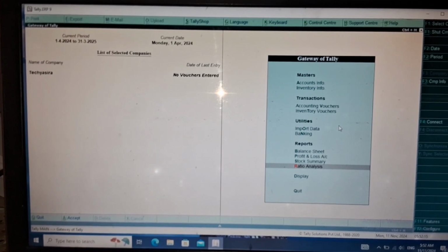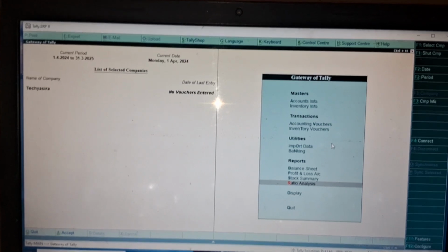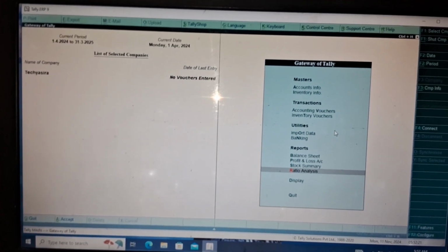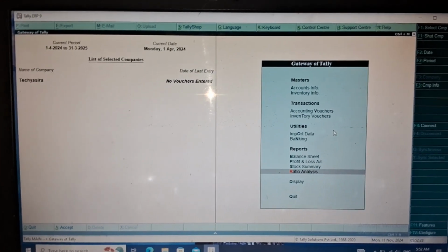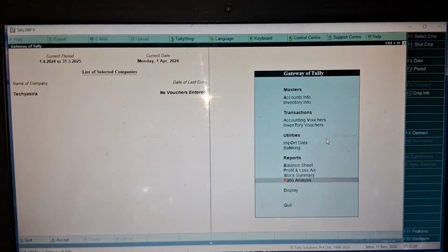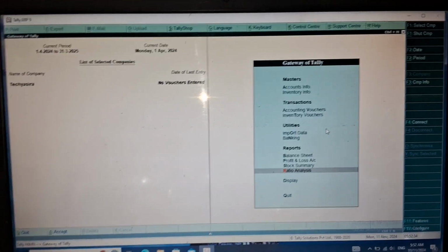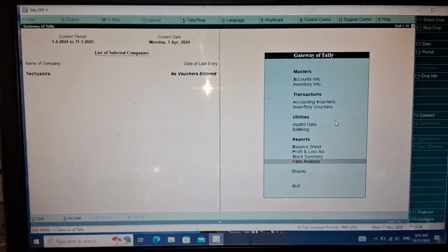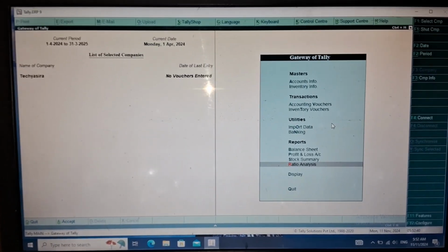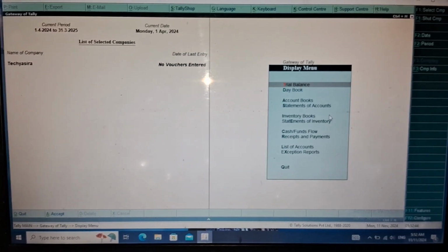Ratio analysis is a financial tool that examines a company's financial statement to evaluate its performance. Actually, ratio analysis is a method of analyzing a company's financial data by calculating ratios from its balance sheet. So important. Ratio analysis comes from where? From a balance sheet. After doing a balance sheet, then it brings ratio analysis to itself. That's very simple. And now you can see here the display option. So what is display? Enter and see.